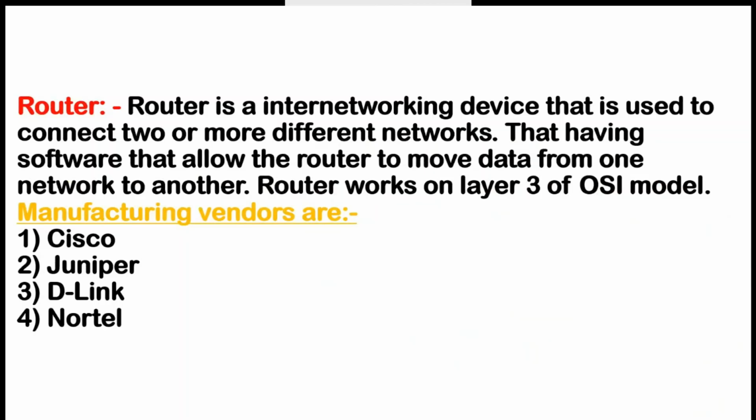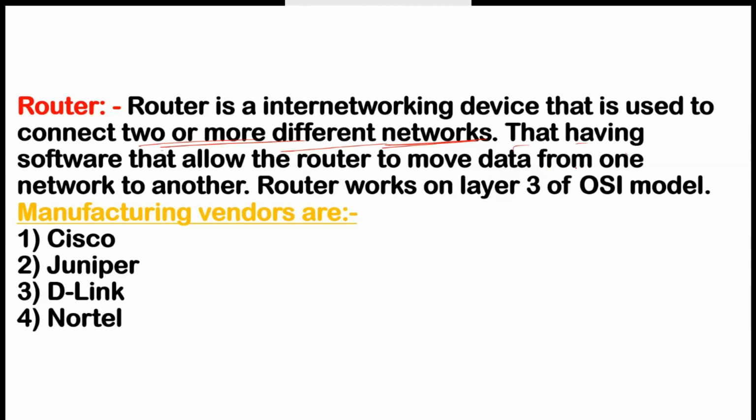Okay, next is router. Router means what? So router is an internetworking device. As its name says, internetworking means it is used to connect two different networks with each other. Right? If you want to connect two different networks, then we need this router.